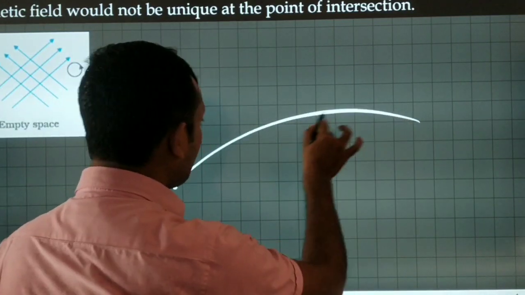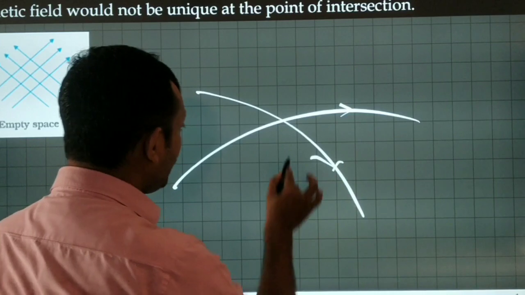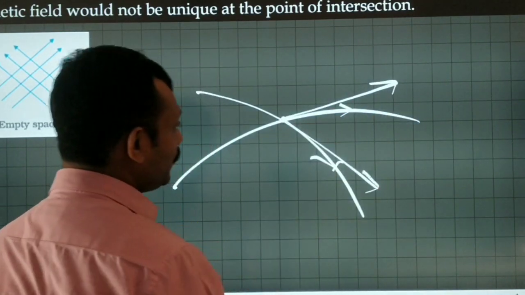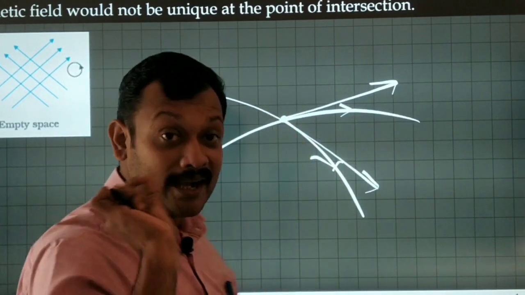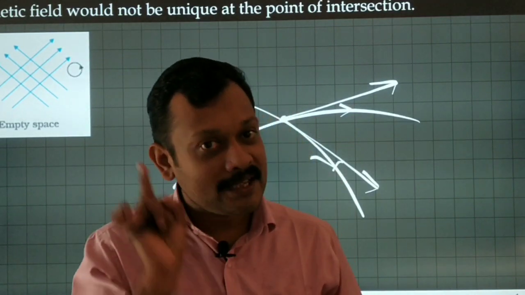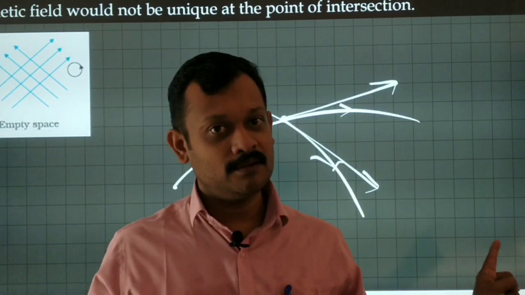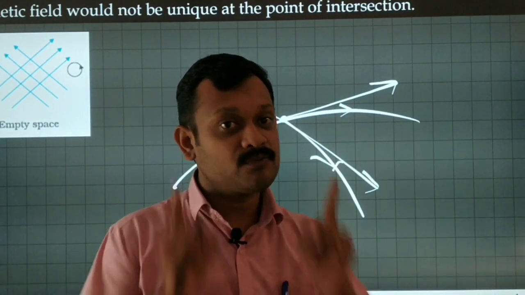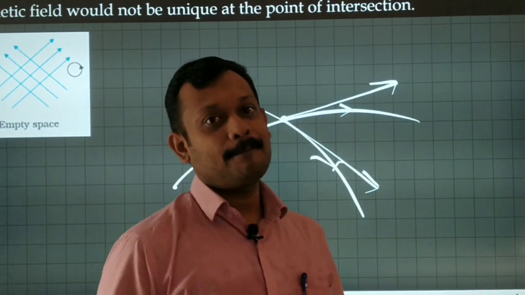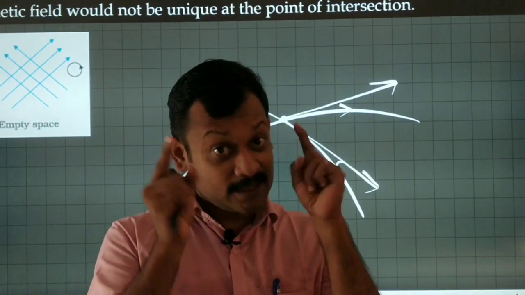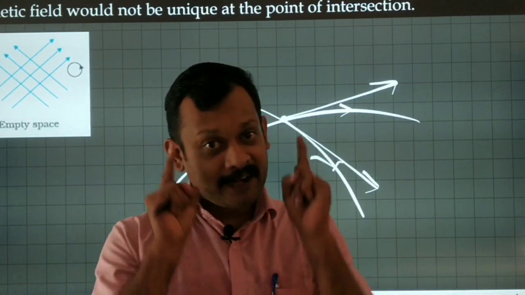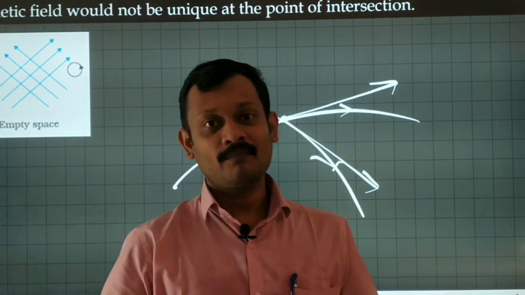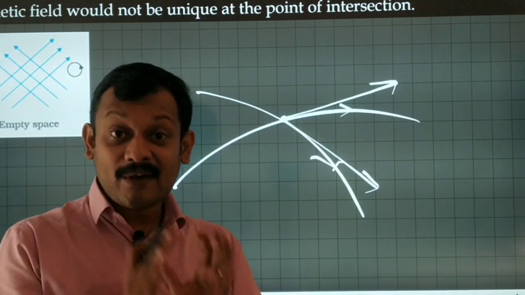Suppose this is one magnetic field line and this is another. If you look at this point, I can draw one tangent like this, and likewise I can draw another tangent. Both represent the same magnetic field, which is impossible, because the magnetic field has a fixed value at a particular point. Understand that the magnetic field is a vector quantity. A vector is unique, which means it has a fixed magnitude and a fixed direction. In this case, it does not satisfy that condition.